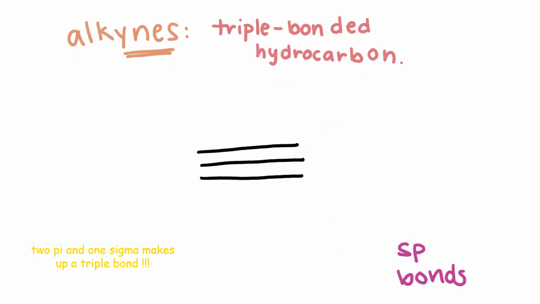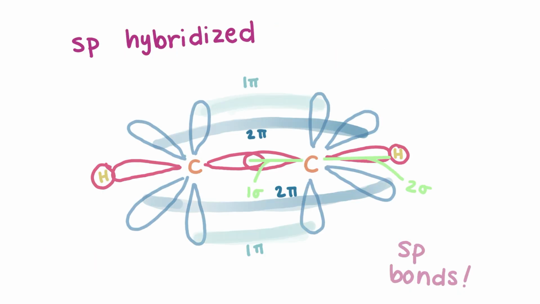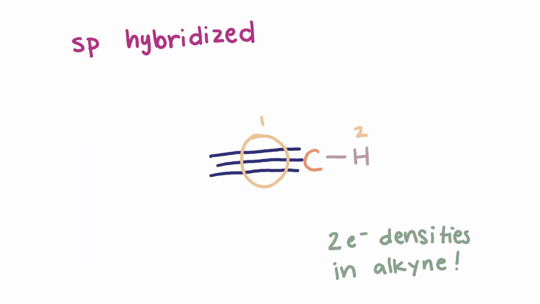Then there are triple bonds, and these are alkynes. Alkynes are sp hybridized with 2 sigma bonds and 2 pi bonds, making for 2 electron densities.